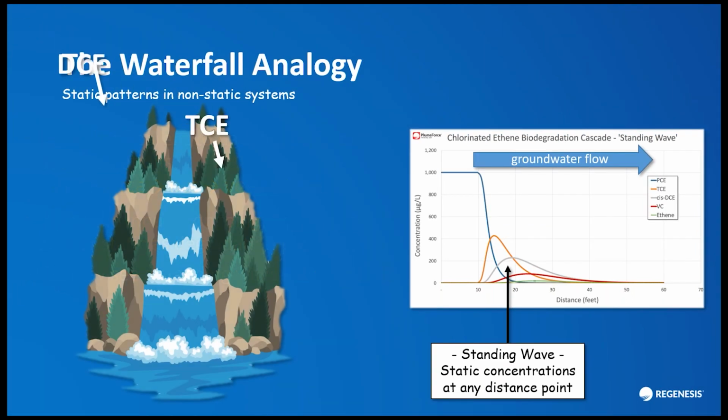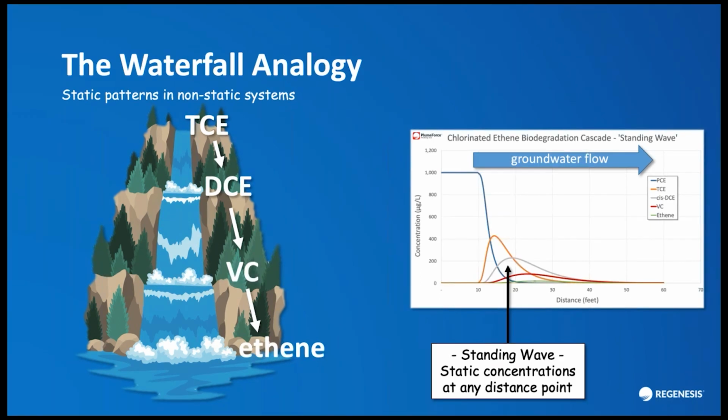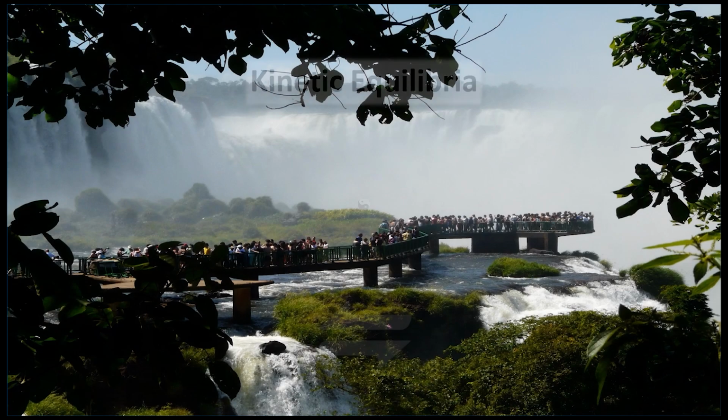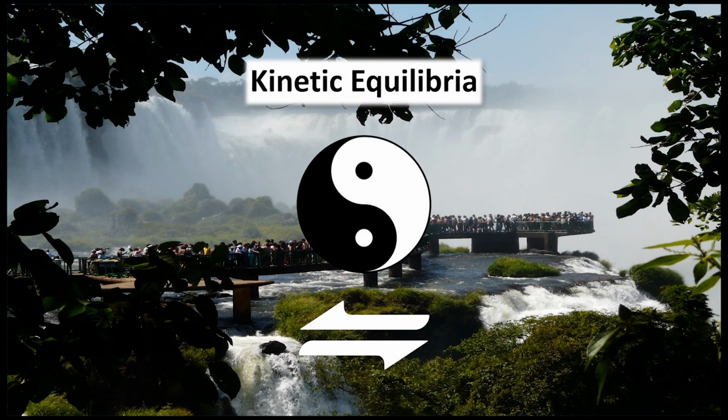To emphasize this even more, here is a waterfall cascade. The parent VC is flowing in continuously and getting transformed continuously all the way to ethene. But at any point in the flow, we see different stages of the transformation process. It appears static, but it's not. Like a waterfall, the water might be flowing through, but the waterfall stays put. So waterfalls are an analogy for kinetic equilibria.